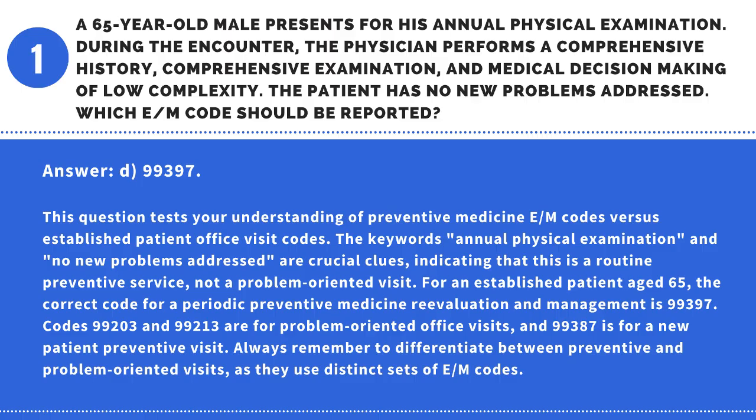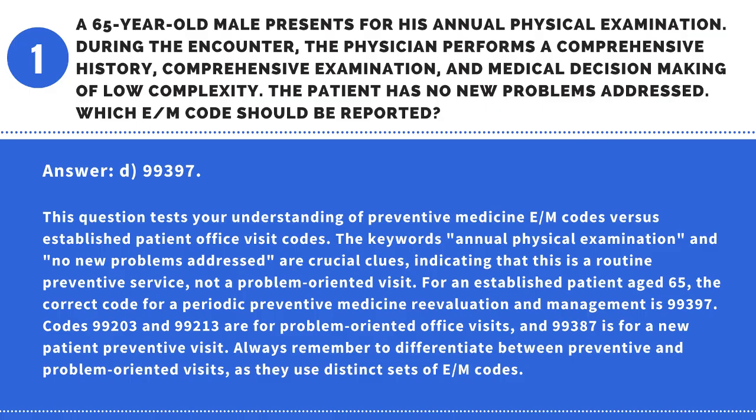99397. This question tests your understanding of preventive medicine E/M codes versus established patient office visit codes. The keywords annual physical examination and no new problems addressed are crucial clues, indicating that this is a routine preventive service, not a problem-oriented visit. For an established patient age 65, the correct code for a periodic preventive medicine reevaluation and management is 99397. Codes 99203 and 99213 are for problem-oriented office visits, and 99387 is for a new patient preventive visit.